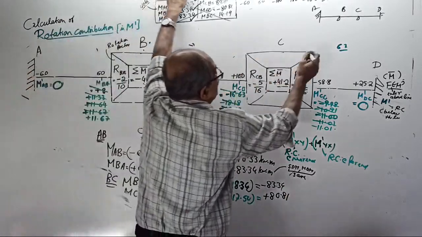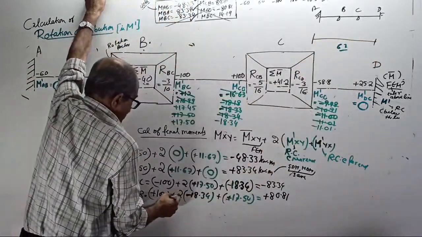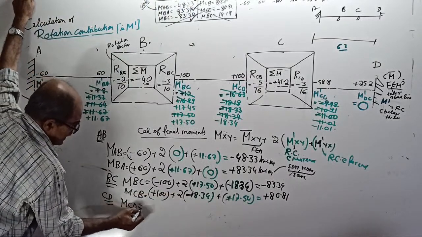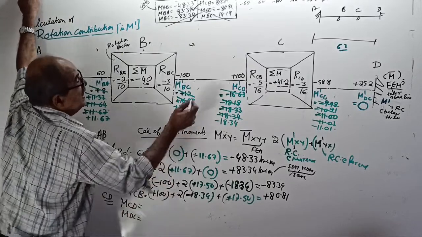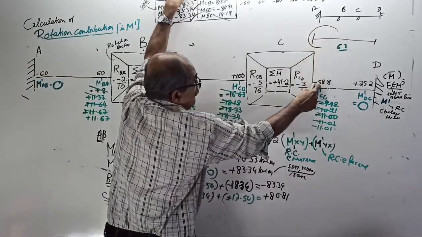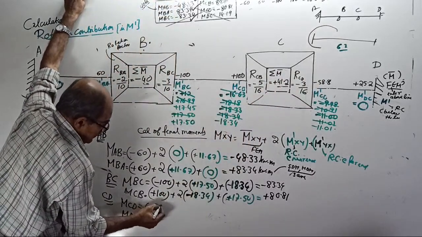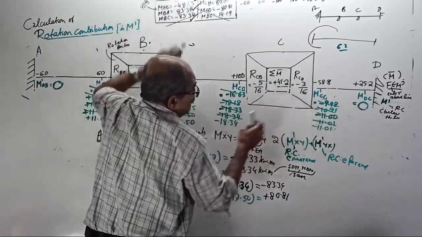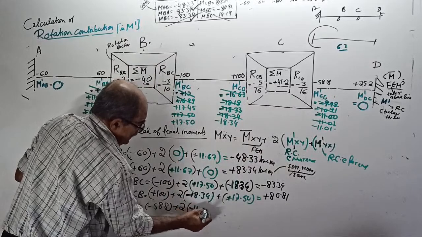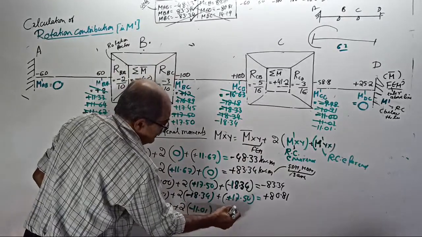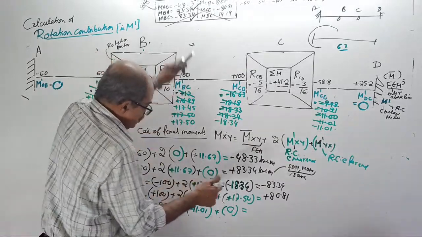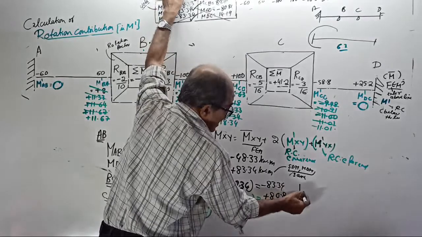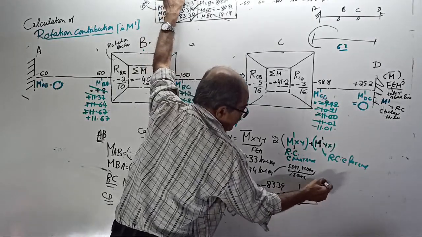BC member over. Lastly, this member. Consider CD member. MCD and also MDC. Start. MCD means this moment. FPM minus 58.8. 2 times of contribution for that member minus 11.01 plus far end is 0. Answer. You have to get minus 80.81. Are you getting? All are in kilonewton meter, clockwise positive.